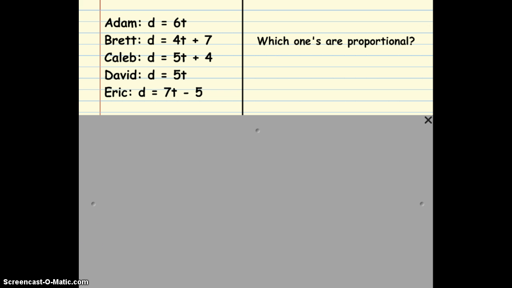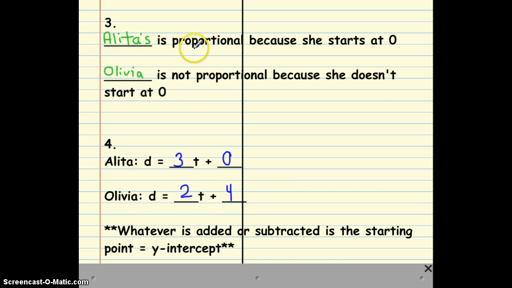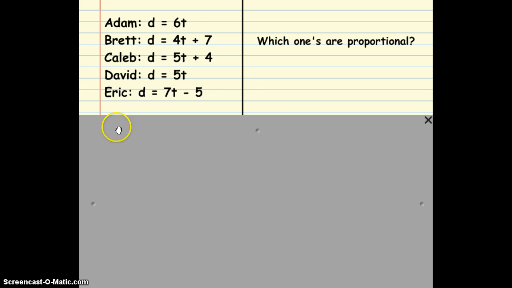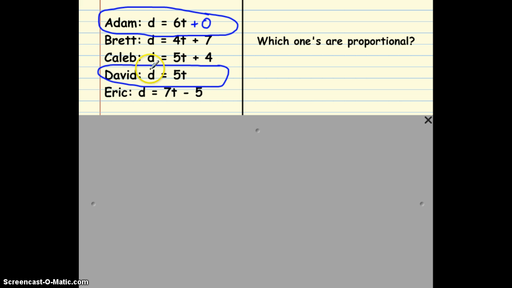Well, let's practice this proportional stuff. Which ones of these are proportional? Well, just a reminder, we talked about Alita's being proportional because she starts at 0. So, which ones of these brothers start at 0? Well, we look at whatever is added or subtracted. So, Adam is proportional because his equation is 6t plus nothing. So the plus 0 means that's where he starts. David is also proportional because his equation is d equals 5t. Nothing is added, so there's really a plus 0.